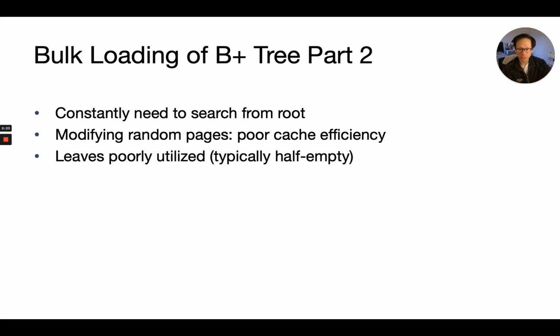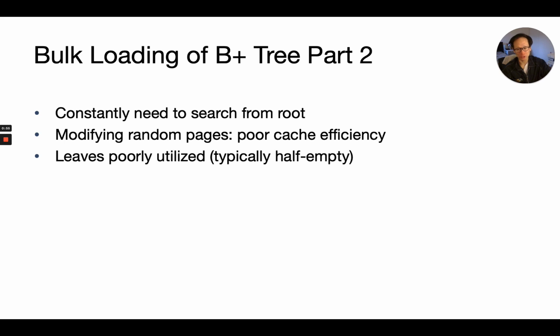Well, if we really did that, we would be navigating from the root of the tree for every tuple that we try to insert, all the way down to the leaf level. And during this process, we'll be modifying a lot of random pages that correspond to the internal part of the tree and also the leaf page where the new tuple is going to reside. And not being able to reuse the pages that we bring into memory is going to lead to poor cache efficiency. Furthermore, doing this will also leave the leaf pages poorly utilized.